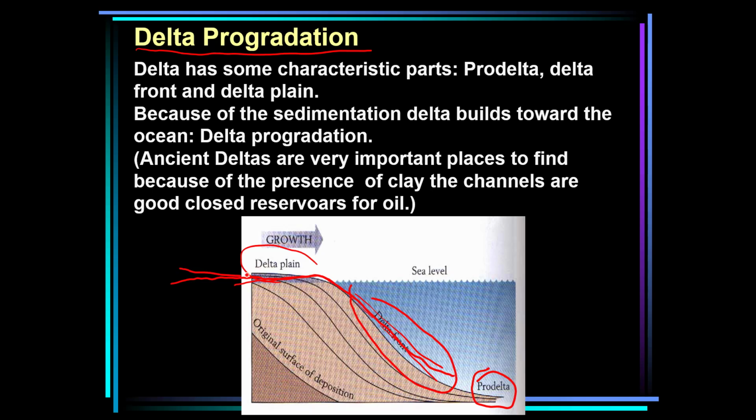Because of the sediment input all the time from the river, the delta is building out toward the ocean, you see? And that building out is what we call progradation. And as I said, this is important because they are very good closed reservoirs for oil, because the river sediment is clastic, it has pore space, but next to the rivers, usually it's clay or very fine grained silt. So they are going to be closed reservoirs for oils. And we're going to learn more details about the deltaic sequences.